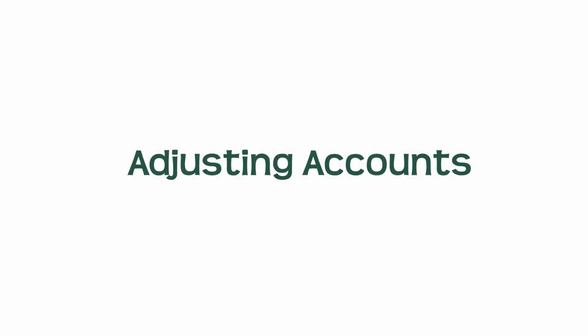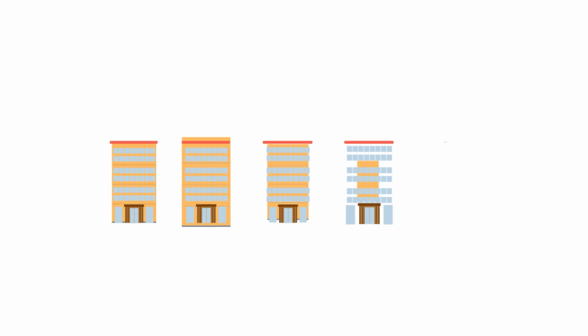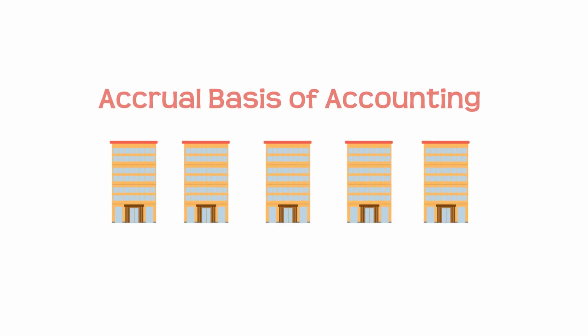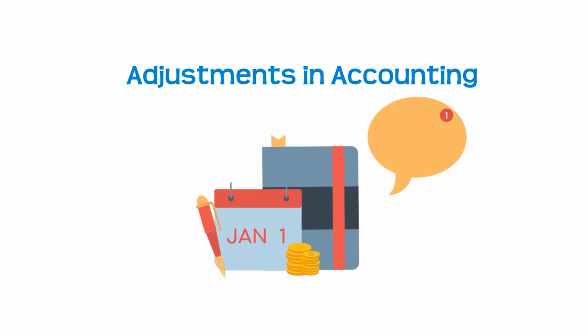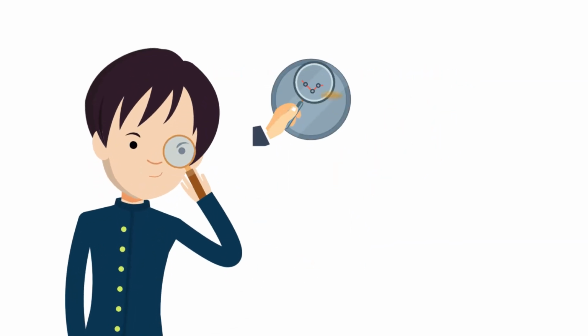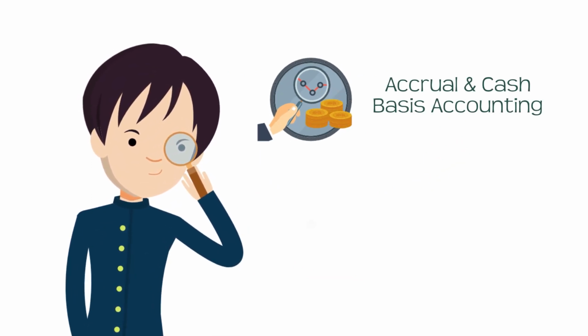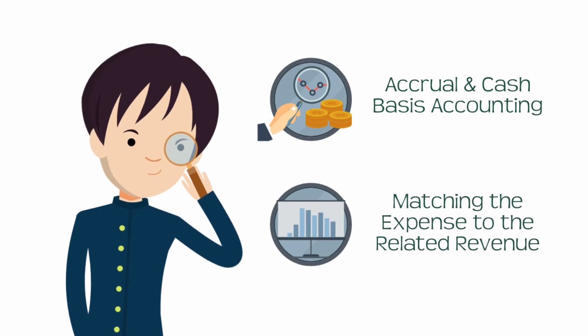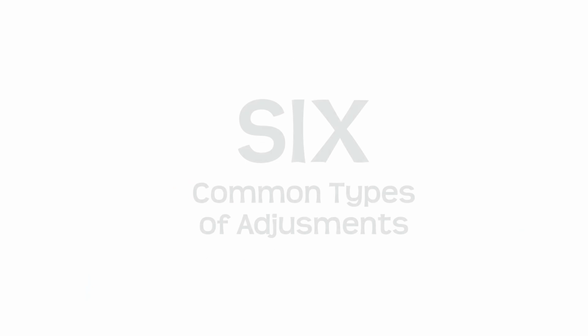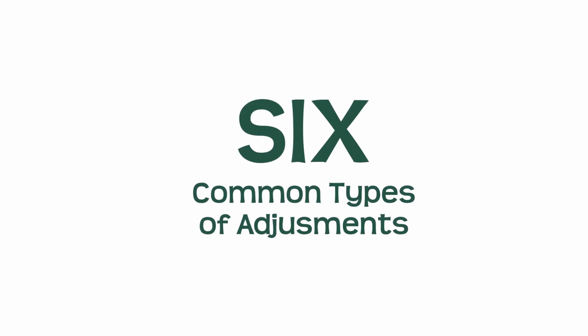Adjusting accounts. Most businesses use the accrual basis of accounting as this is required by the accounting standards. That is why adjustments are necessary for transactions and events that extend to more than one accounting period. After learning about the difference between accrual and cash basis of accounting and the importance of matching the expense to the related revenue, we now discuss the 6 common types of adjustments.